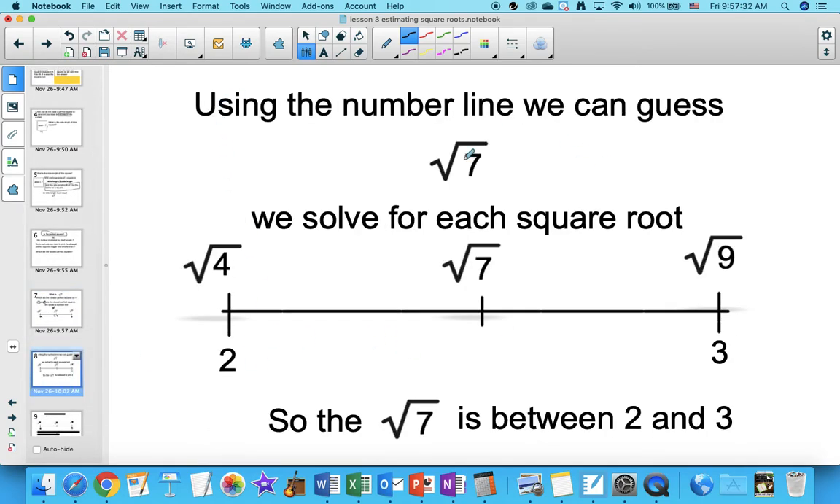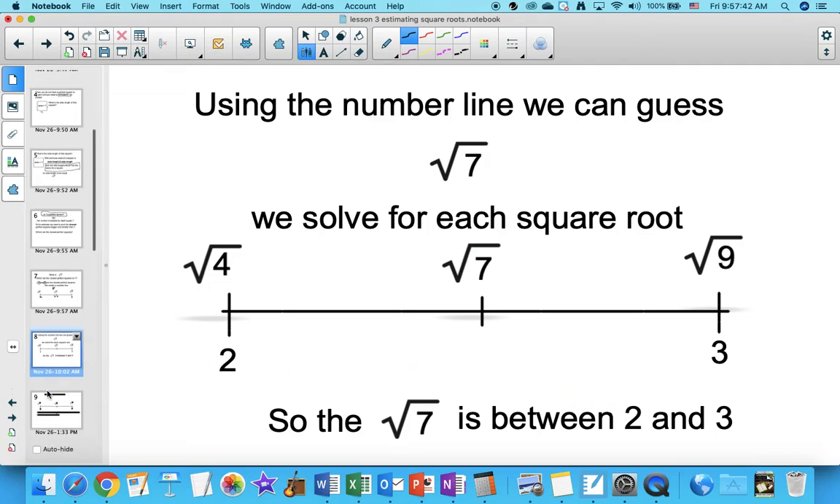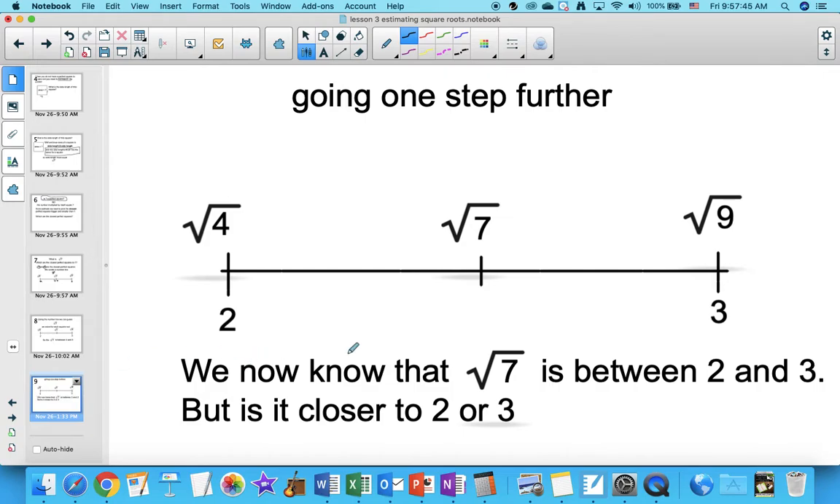Right? Using the number line, we solve each square root. Square root of 4 is 2, square root of 9 is 3, and we have 7. The square root of 7 in between. So we know that the square root must be between 2 and 3. Well, we can't just say 2.5 because it's not exactly in the middle. 7 is not equally distant from 4 as it is to 9.